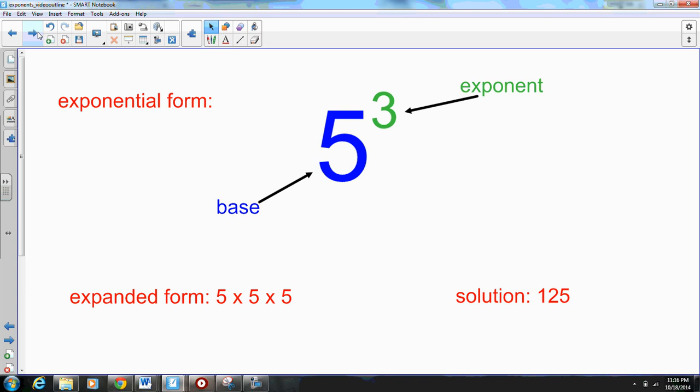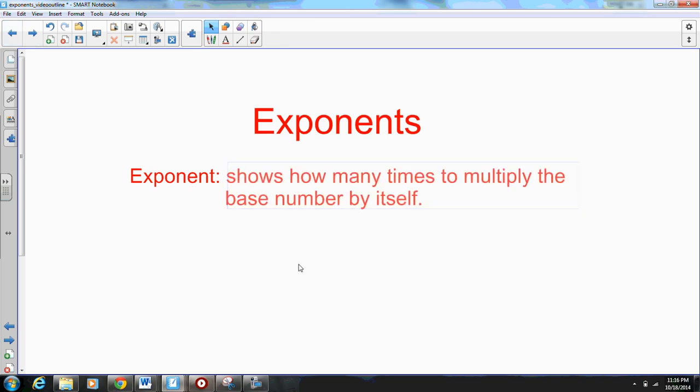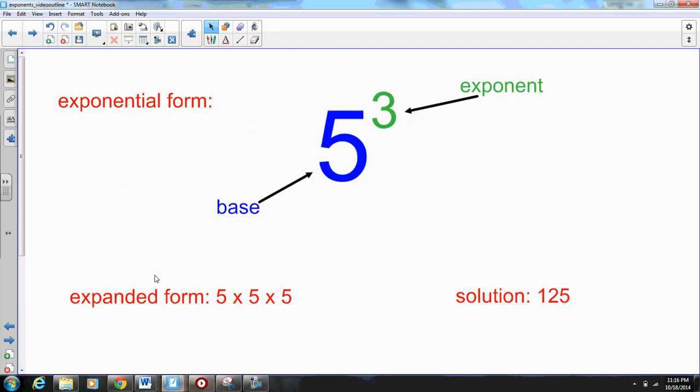Now, since we know the definition of exponent is how many times to multiply the base number by itself, we can rewrite an expanded form of 5 to the third power as 5 times 5 times 5, which is equivalent to the solution of 125, since 5 times 5 is 25, and 25 times 5 is 125.